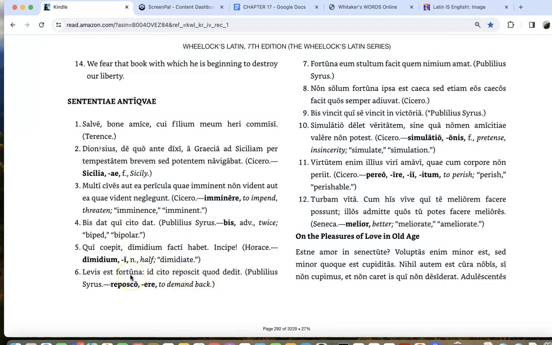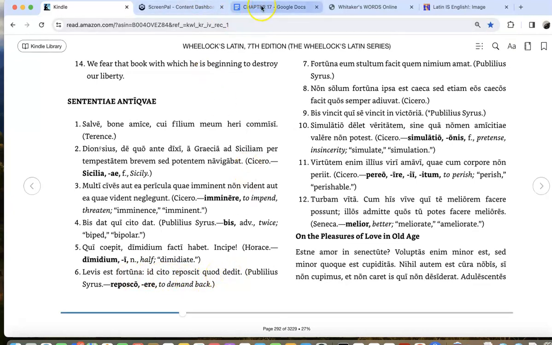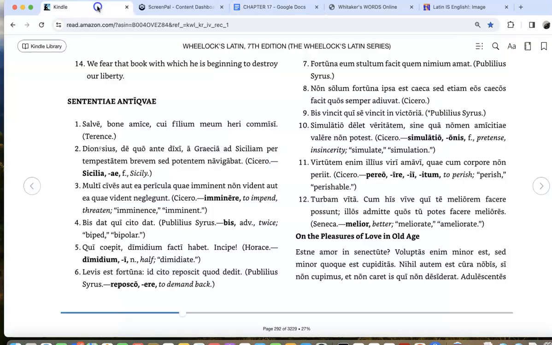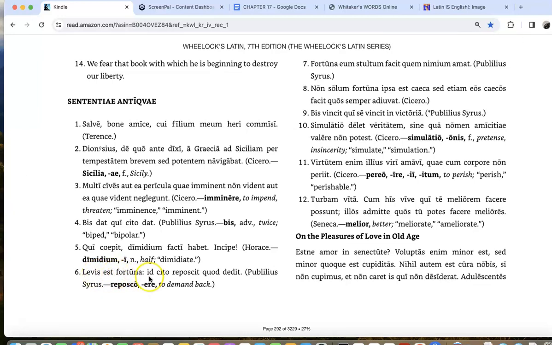It, referring back to fortune, so it demands back quickly that which it gave. So let me write that out and then try to explain it. It demands back quickly what it gave. So fortuna est levis, fortune is fickle. It, referring back to fortune, demands back quickly. So cito means quickly, is an adverb. And then there's a couple options of how to translate this, but it's referring back to id.